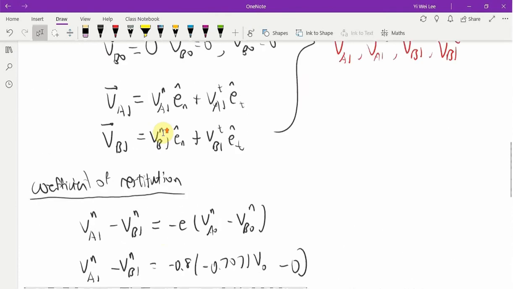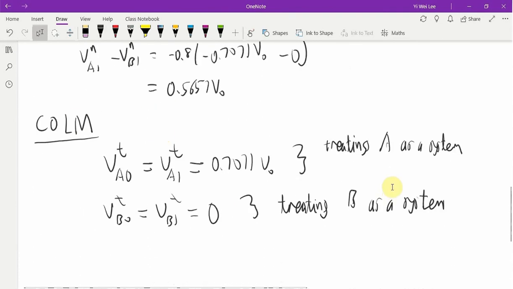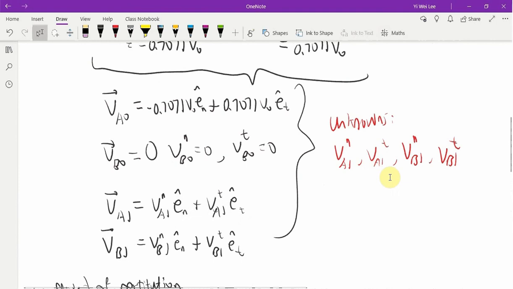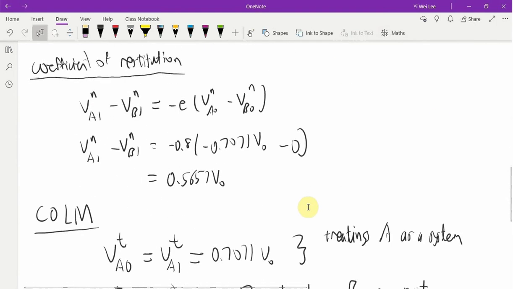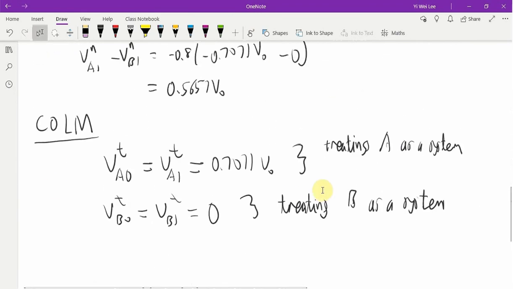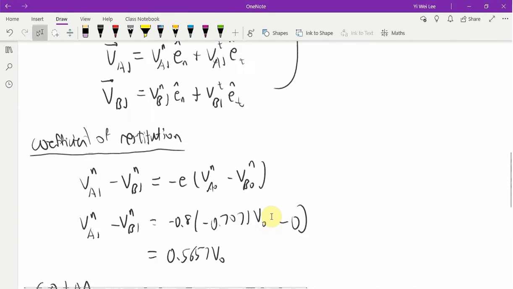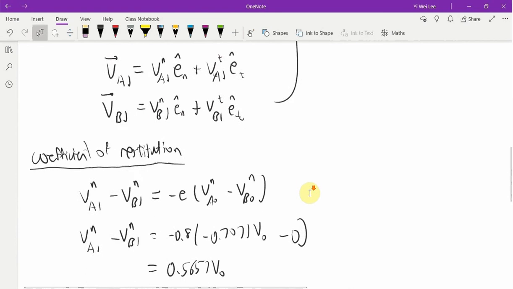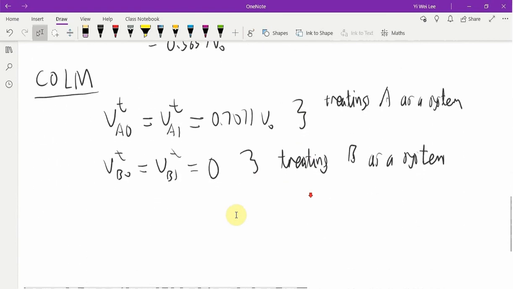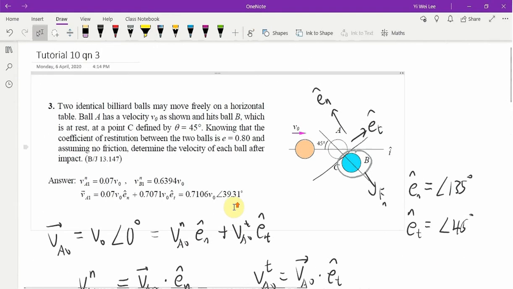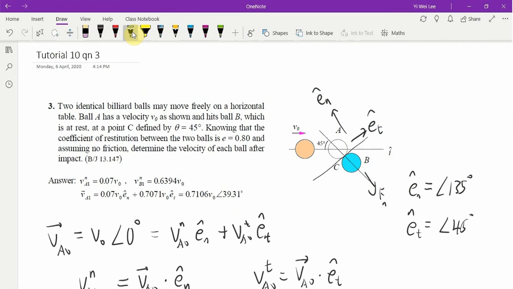So let's see what we have now. We have 4 unknowns here, and we only have 1 equation, 2 equations, and 3 equations, right? We still cannot really solve all these things. So in other words, we need 1 more equation. Now the fourth equation can be formed by drawing a system boundary across the whole particle. So we draw a system boundary across particles A and B.